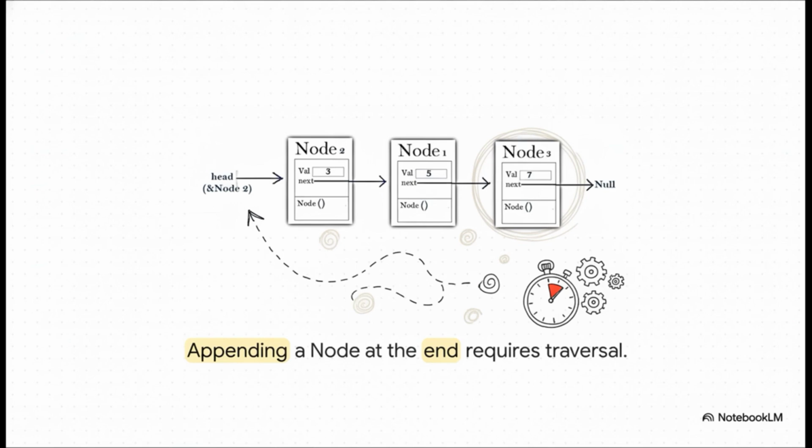Well, we create node 3, giving it a value of 7. But to actually connect it, we can't just teleport there instantly. We have to start at the head and traverse through the entire list, node by node, until we hit a node whose next pointer is null. That traversal means inserting at the end takes O of n time. Once we finally find that last node, we simply change its next pointer from null to our new node 3.